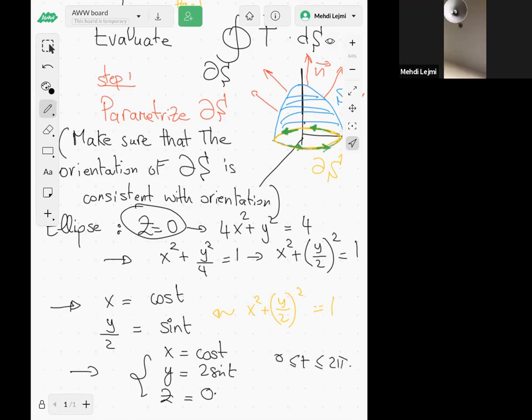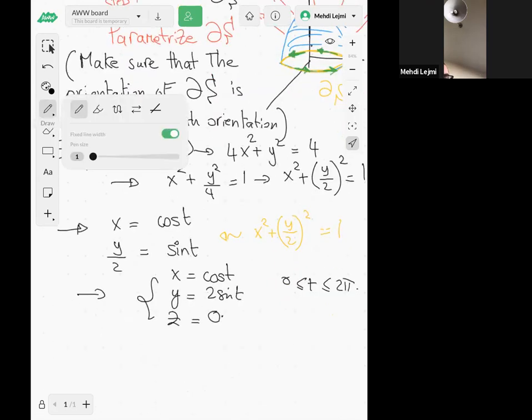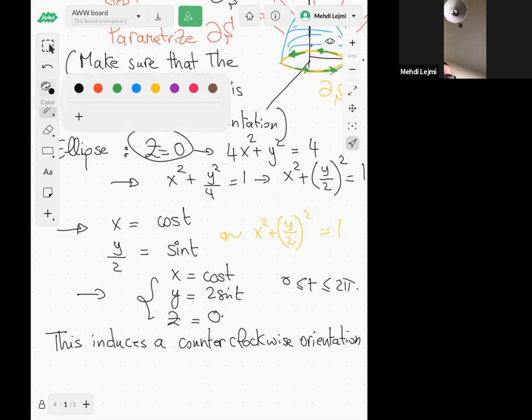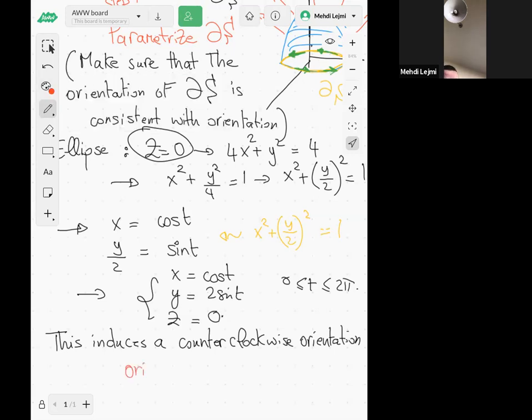All right. And you can check that this parameterization uses a counterclockwise orientation, or rotation, which is exactly what we need, exactly what's required by Stokes' theorem. So the orientation is okay here.